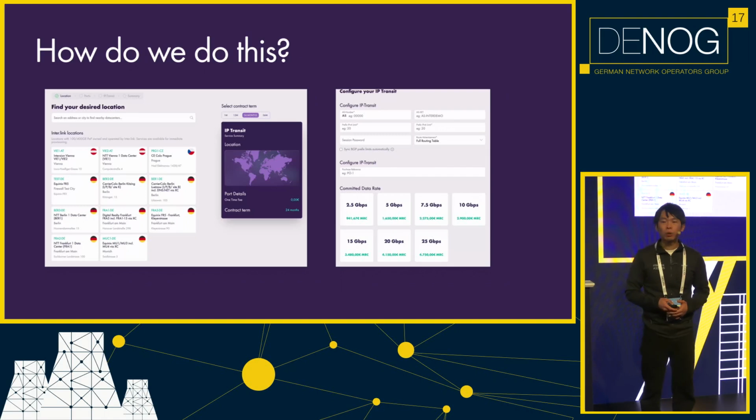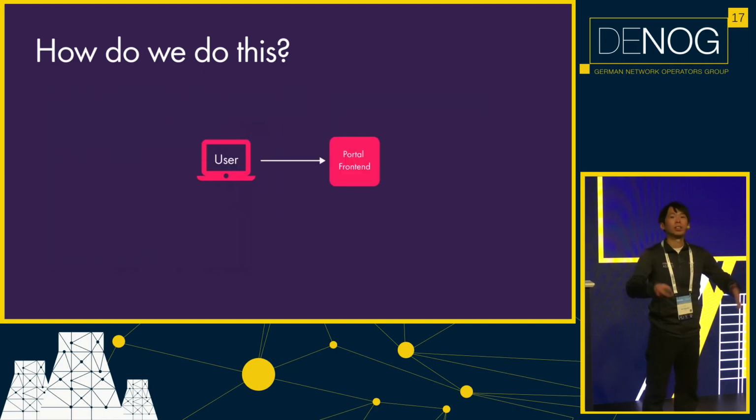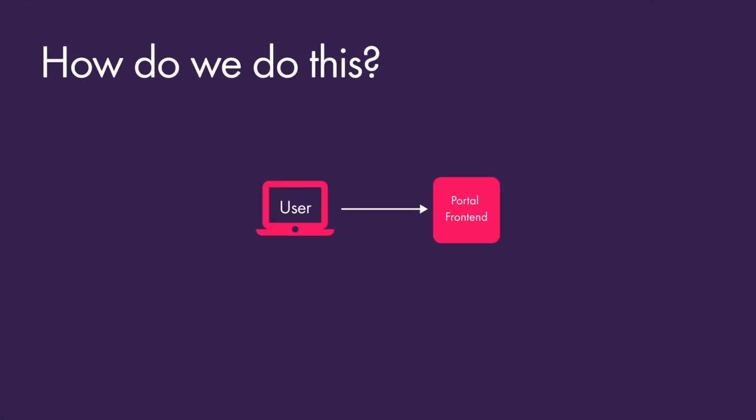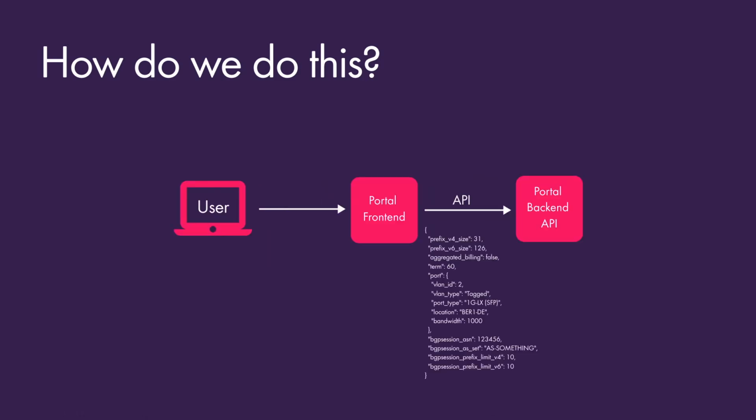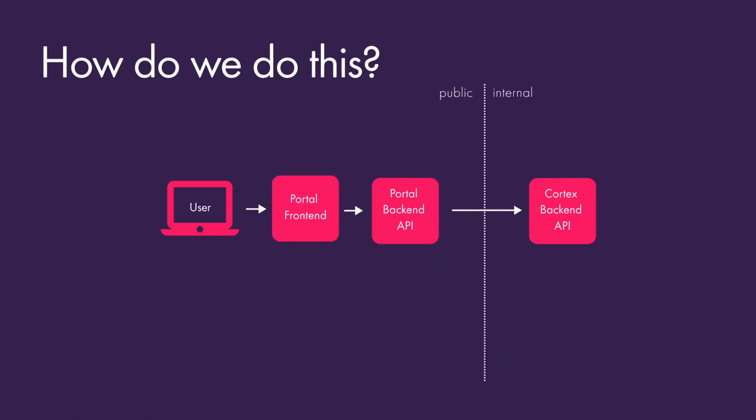So essentially, if you distill it down to boxes, it's just this, right? You have a user, and they go to the portal front end and do stuff. What happens after that? When you finally place your order, we send a JSON payload to our portal backend API, and it does more stuff like validations and whatnot. So that's basically it. Yeah, not really.